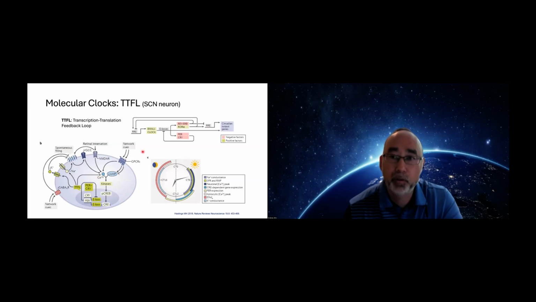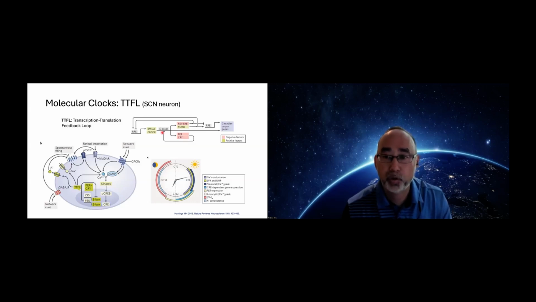Now, at the molecular level, circadian rhythms are driven by what's called the transcription-translation feedback loop, or TTFL. This is a fundamental mechanism inside the SCN neurons that generates the 24-hour cycles. And here's how it works. The proteins CLOCK and BMAL1 activate the transcription of target genes such as PER and CRY. These PER and CRY accumulate in the cytoplasm, they get phosphorylated, and they get brought back into the nucleus, which then subsequently leads to the inhibition of their own transcription. Because of this delay, the whole cycle takes about 24 hours to complete.